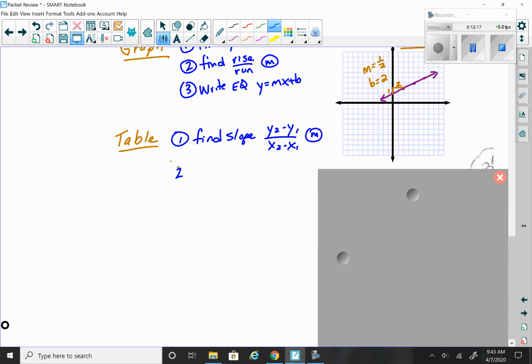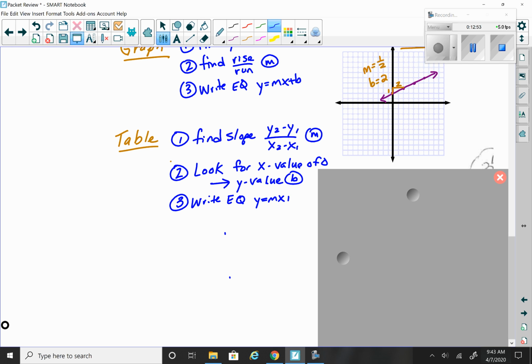And then the second step, and this is maybe a little tricky, or maybe we haven't talked about this too much, is that you want to look for the x value of 0, and then the corresponding y value will be your y-intercept. So look in the table of values for an x value of 0, and whatever that y value is, that will be your y-intercept. And again, once you have the slope and the y-intercept, then of course you can write your equation in slope-intercept form, just like we did for the graphs.